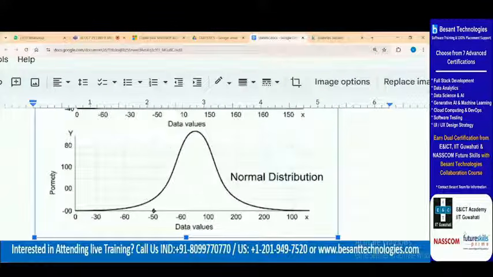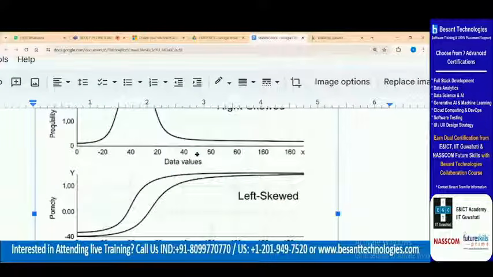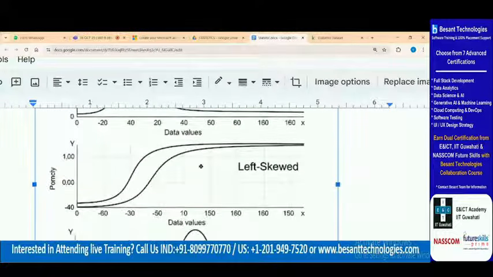Normal distribution means both will be considered. Like I told in the class, you have two kinds of people: one is for the negative class, another one is for the positive class. Where you have the normal distribution, that is called your normal distribution. Skewed means only failures are there in the class, that is called right skewed. Only positive people are there in the class, that is called your left skewed.